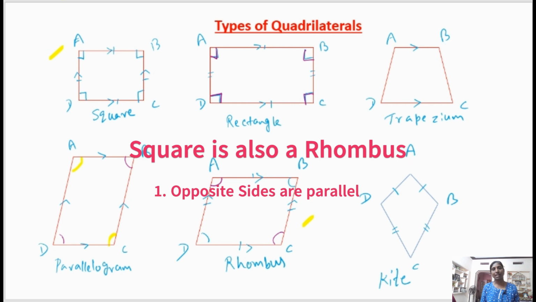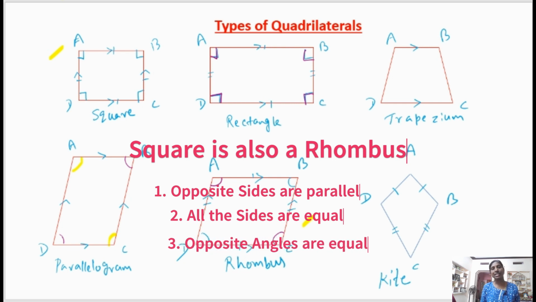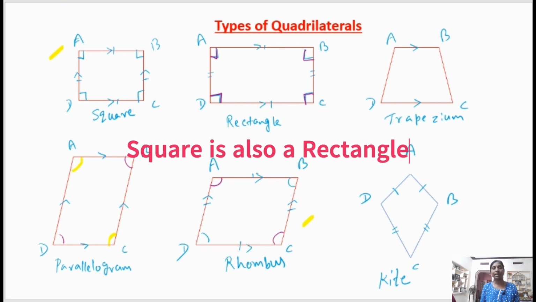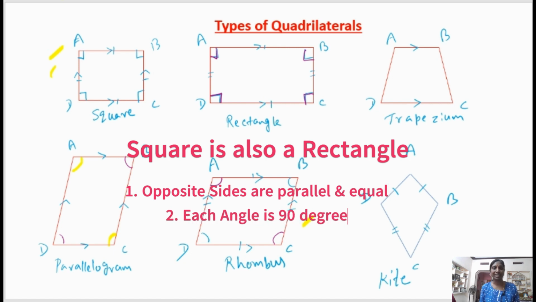Opposite sides are parallel and all the sides are equal, and opposite angles are equal. So we can say that a square is a rhombus. Similarly, a square is a rectangle. Why? Because in a square, opposite sides are parallel and equal and each angle is 90 degrees. So a square is a rectangle also.